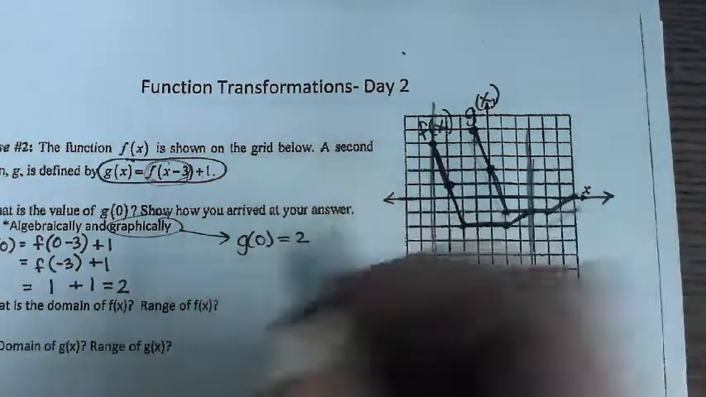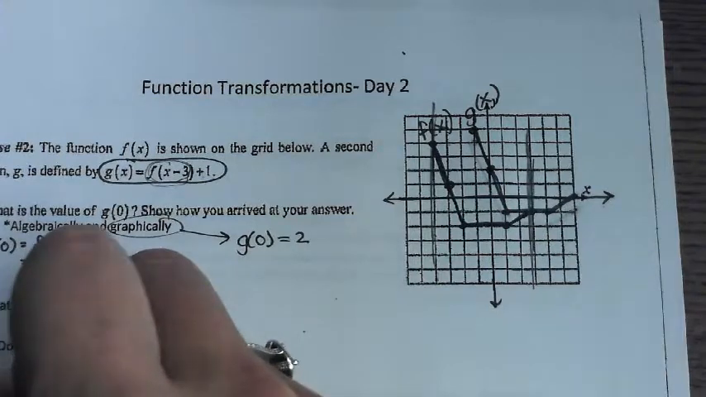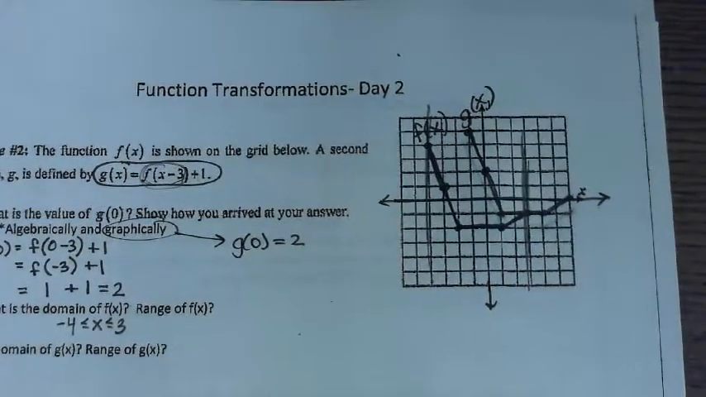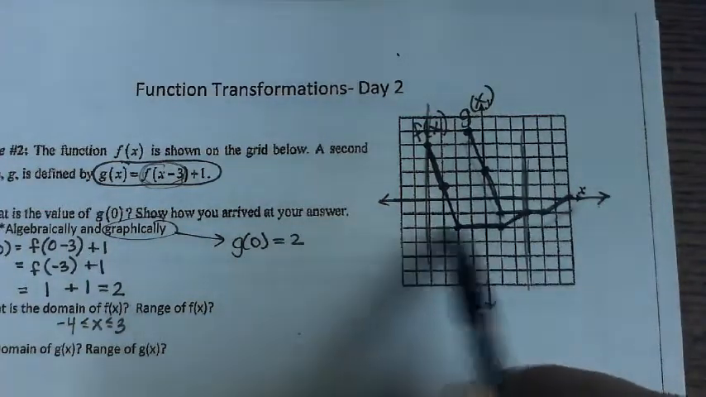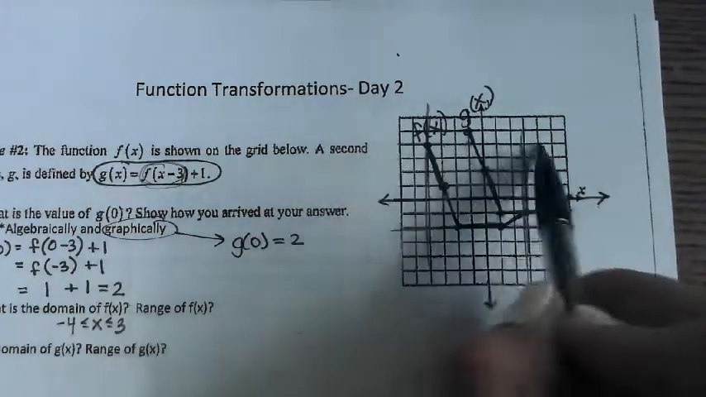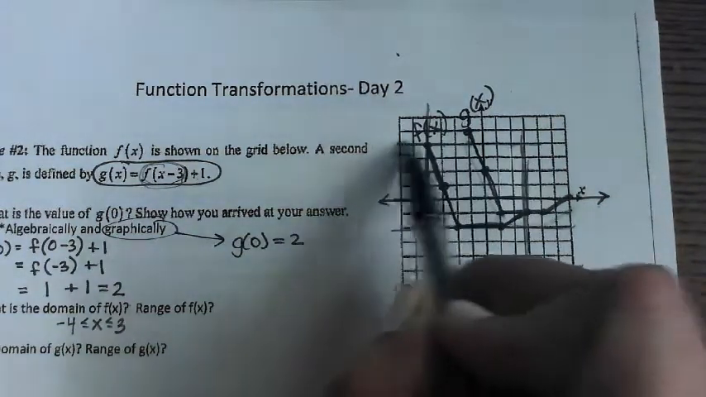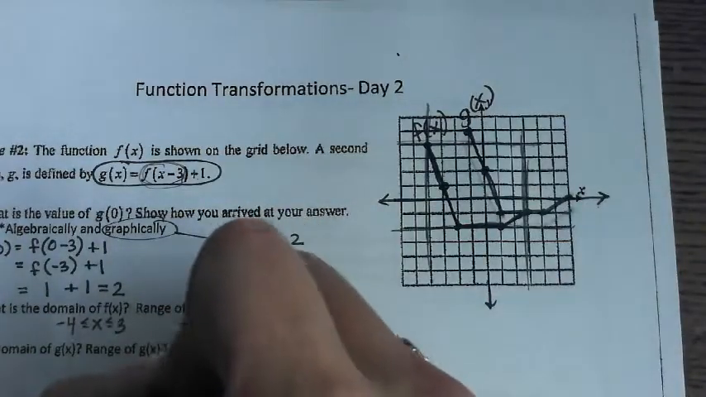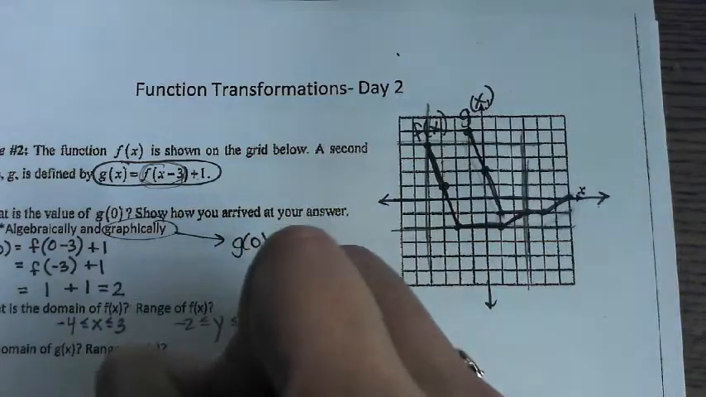So -4 to 3. And our range of the f function, what's the lowest level it ever reaches? -2 all the way up until, I think that's a 4, right? 1, 2, 3, 4. So -2 is less than or equal to y is less than or equal to 4.